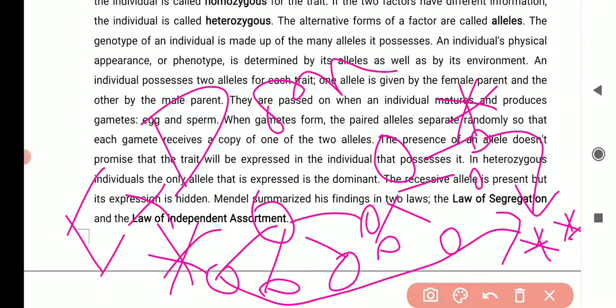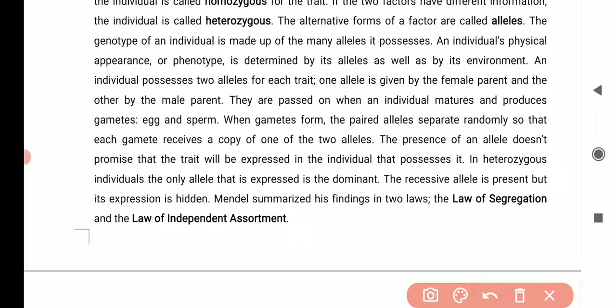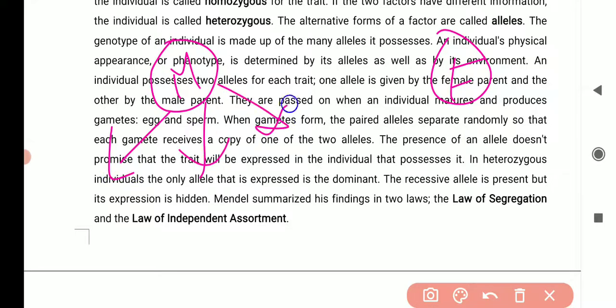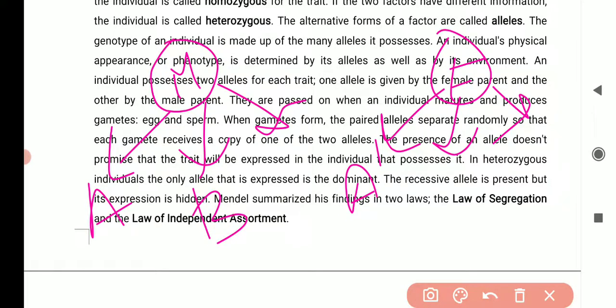Star comes with star, flower will come with flower. This is the male gamete and this is the female gamete. Now these genes will assort independently. This is A, this is A dash, B and B dash, C and C dash. So they have separated.